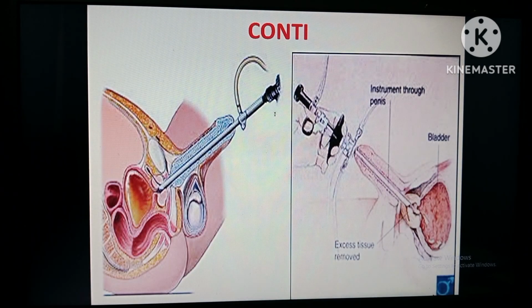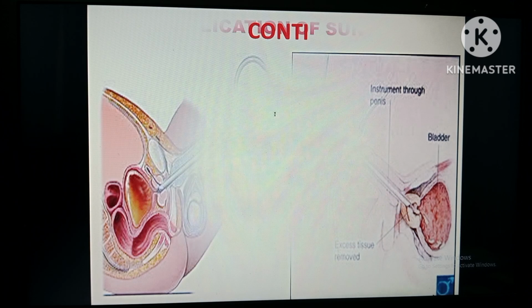So you can see in the picture, this is the instrument inserted and excess tissue is removed. While cutting, the small pieces will drop there as well as the blood clots, everything. All that, through the irrigation, they will remove because it has to come out. Otherwise, again, after the surgery it will cause complications, blockage.